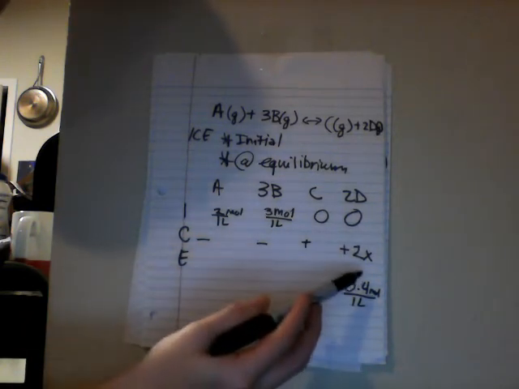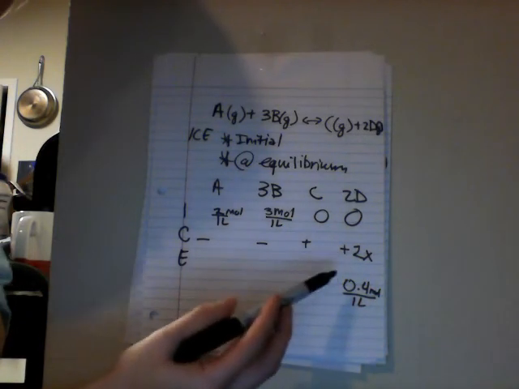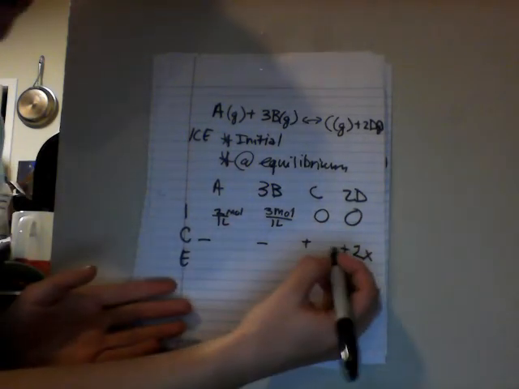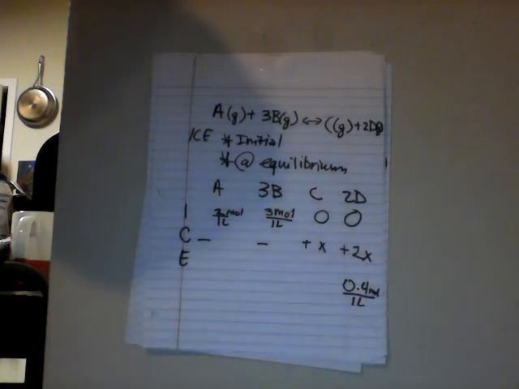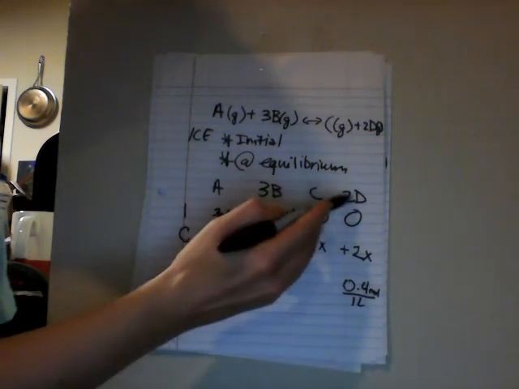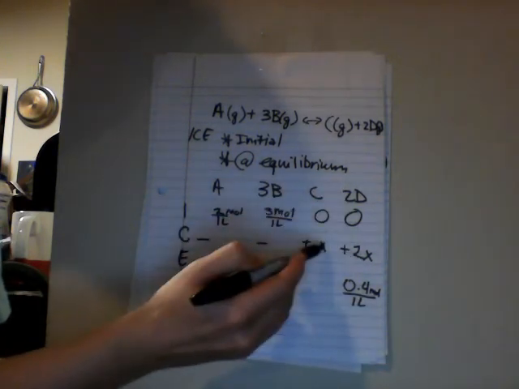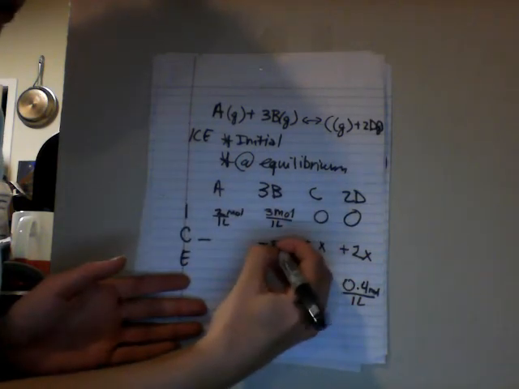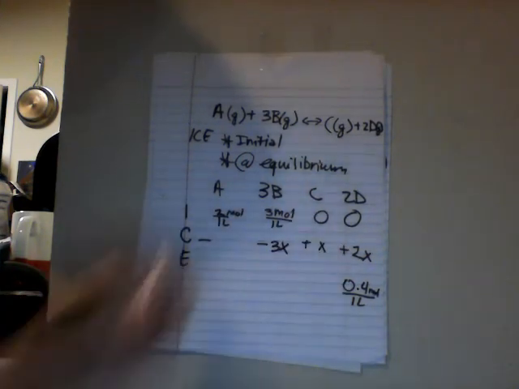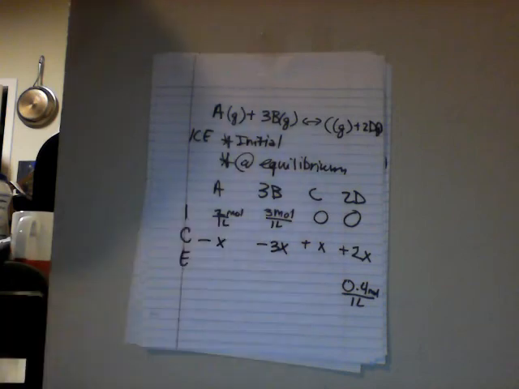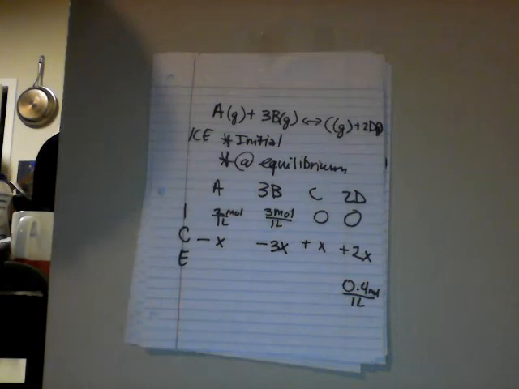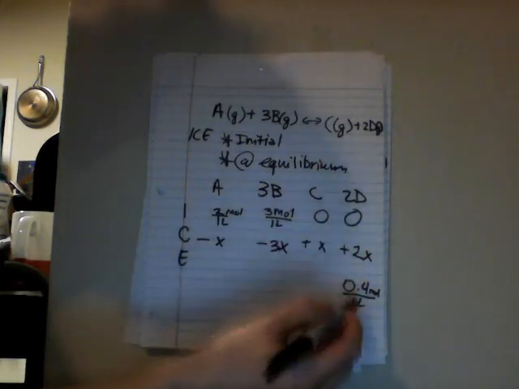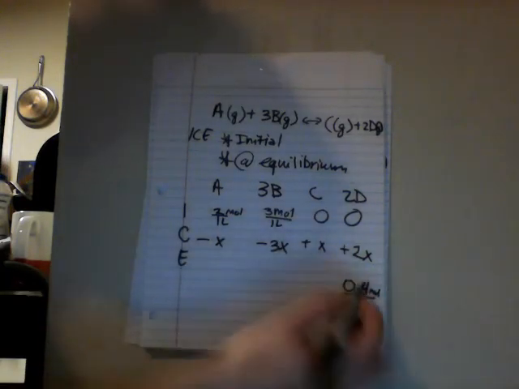So I can find out what my change is in every case. This will be just x, right? 2x I got because of these coefficients out front. This will just be x. This will be minus 3x, and this will be minus just x. I can find out what my x value is by calculating this one right here. So this actually gives me my x value.